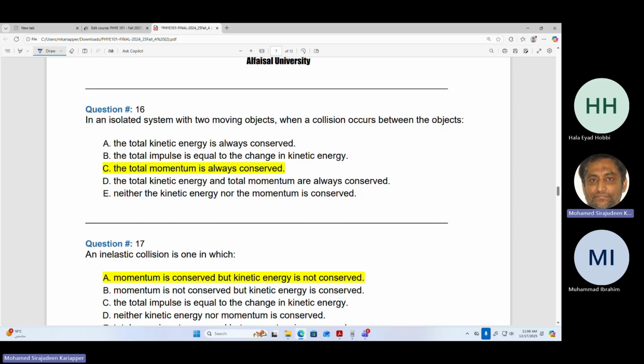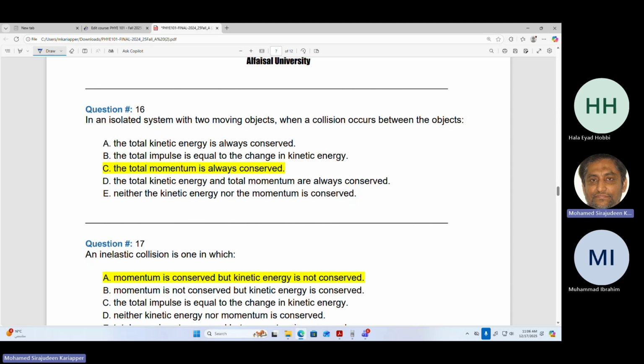Also, its duration is very small, so we can safely ignore them. That's why we say in general, in any collision, momentum is conserved. It doesn't have to be an elastic collision. Whatever the collision, the momentum is conserved.